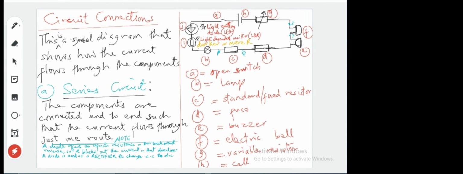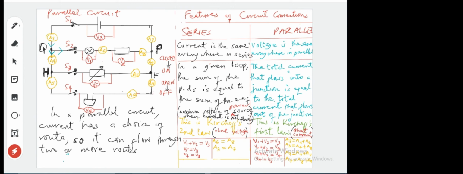While current is the same everywhere in series, it may not be the same in parallel, because a current that gets to Q can split. Some will flow through here, so it's a different current. Another one will flow through here, it's an entirely different current. But do you know that this component and this component are in series? Why? It's the same current that is flowing through the two of them. Once you have the same current flowing through components, they are in series.